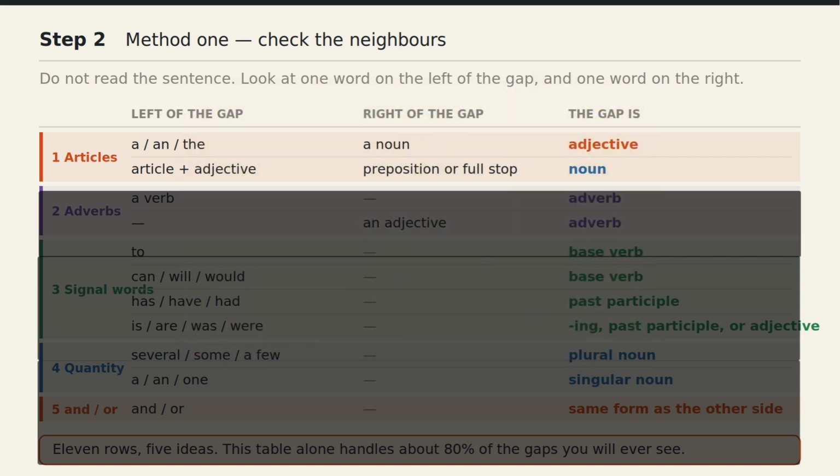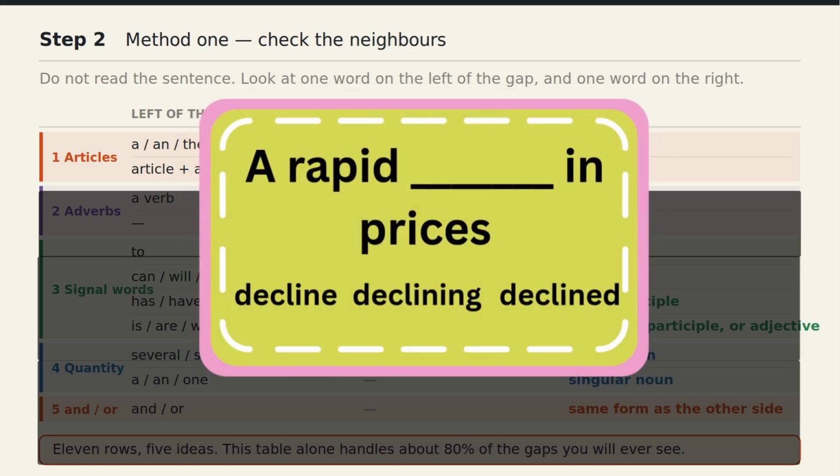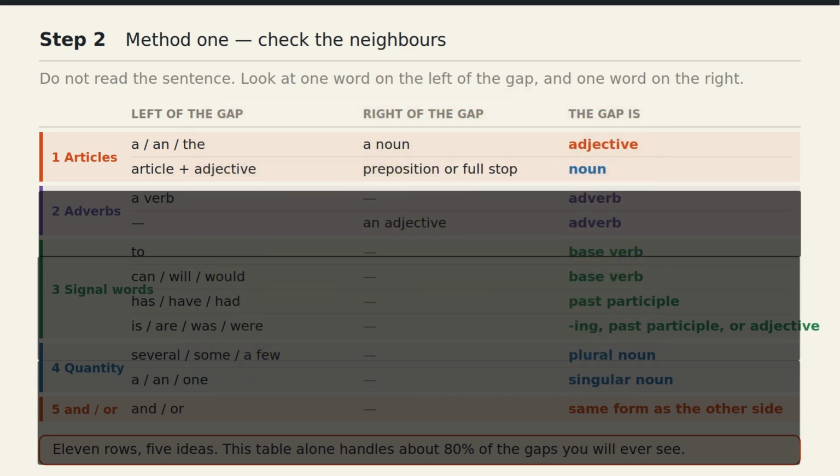Now let's see it reversed. For example, "a rapid gap in prices", options are decline, declining, declined. Look left: "a rapid", an article plus adjective. And look right: "in", that's a preposition. So what do we need? A noun, right? Decline. So remember this little pattern: article plus gap plus noun means adjective, and article plus adjective plus gap means noun. Pretty useful, right?